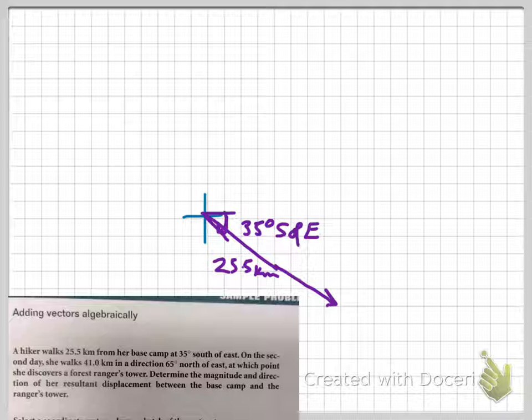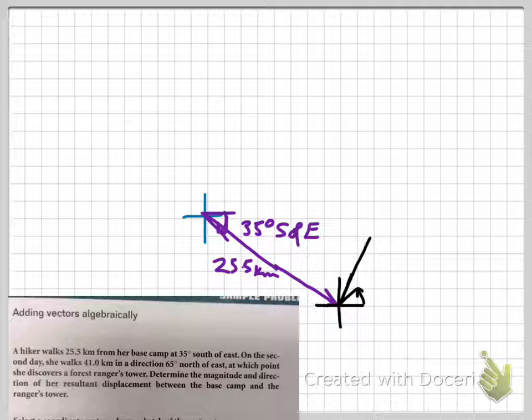So I'm going to break that up into my component vectors. Well, actually, let me do the whole darn story first, shall I? Second day, walks 41 kilometers at 65 north of east. Now, I am going to draw a second compass rose. I'm going to go right to that last point there. I'm going to draw another compass rose so that I can find my second angle visually. 65 north of east, so that would be north of east. There's 45. That should be about, yeah, calling that 60 is probably reasonable. And I'm going 41 kilometers.